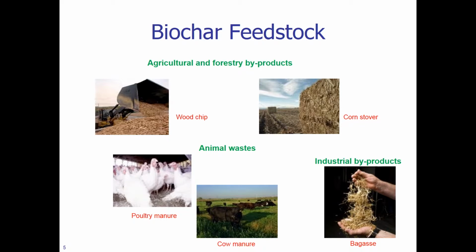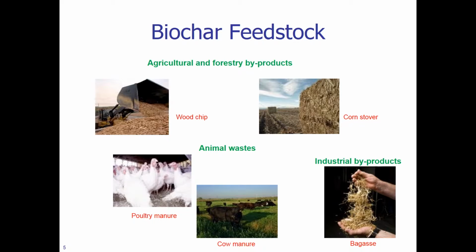Now, biochar feedstock, that is the source of material for biochar, can be obtained from several agricultural and forestry byproducts such as wood chips, corn stover, poultry manure, cow manure, or bagasse, an industrial byproduct of sugarcane, which is very common and popular here in Florida. Now, these are just random examples, and all the photographs are taken directly off the internet.